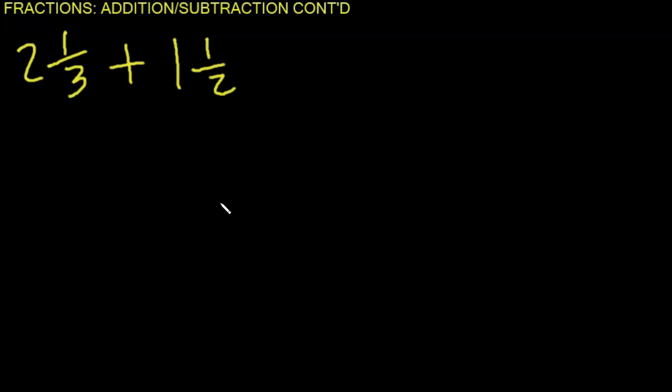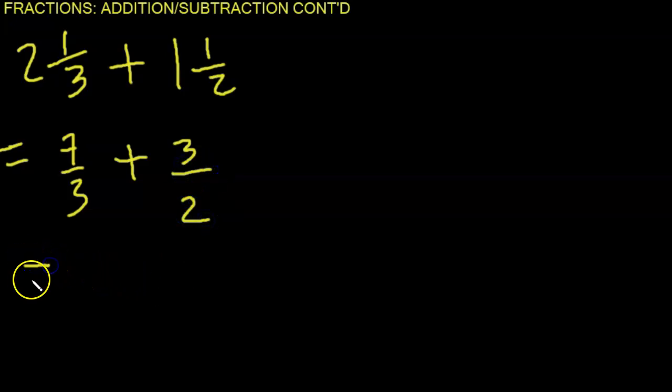Now there are several ways we can approach this problem. We can break up the 2 and the 1/3, we can break up the 1 1/2, but I prefer to just convert these mixed fractions to improper fractions. So we have 3 times 2, that's 6, 6 and 1, that's 7. So 2 and 1/3 is written as 7/3. And 1 1/2 we can rewrite as 2 times 1, 2 plus 1, 3/2.